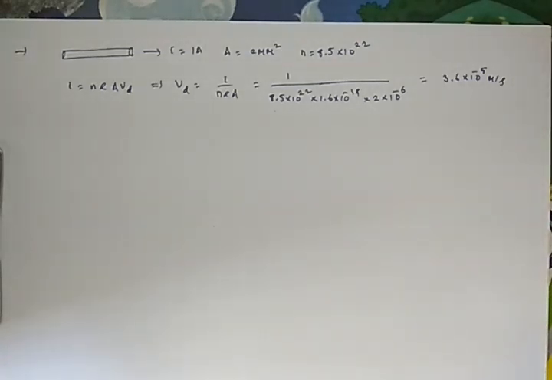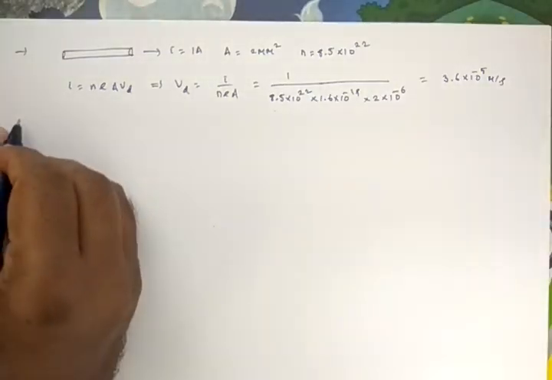So now let us take one more problem. The problem here is: an electron moves in a circle of radius 10 centimeter with a constant speed of 4 into 10 power 6 meter per second. Find electric current at a point on the circle.